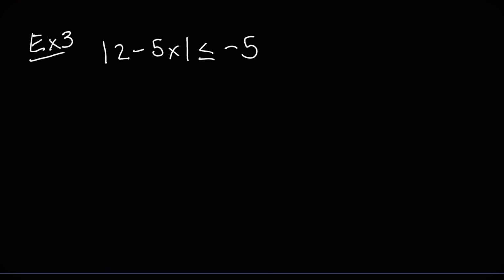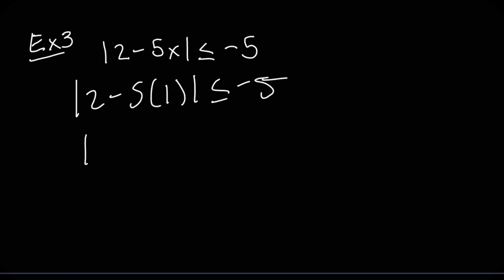One more special case, |2 - 5x| less than or equal to -5. So the answer to this one is that there's no number whose absolute value is less than -5. Why is that? Well, again, let's plug in some values here. Say we plug in a 1.